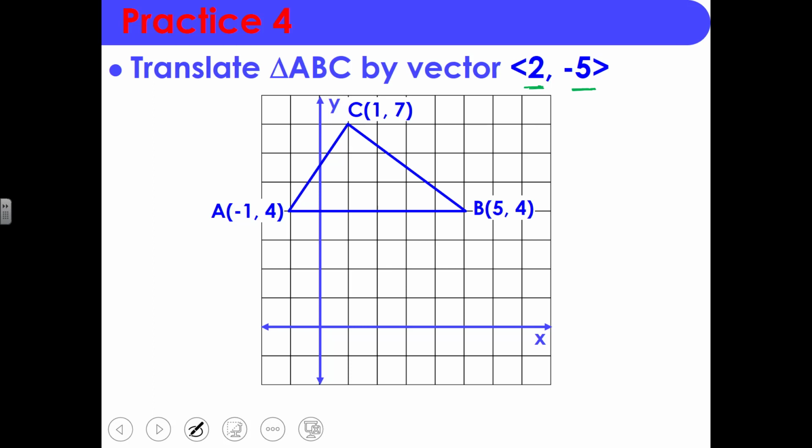So again, let's start with A, for example. A will move 2 units to the right, 5 units down. So that's 1 unit, 2, 3, 4, 5. So that would be A prime. So go ahead and finish this practice problem, and let's review your results in the class together.